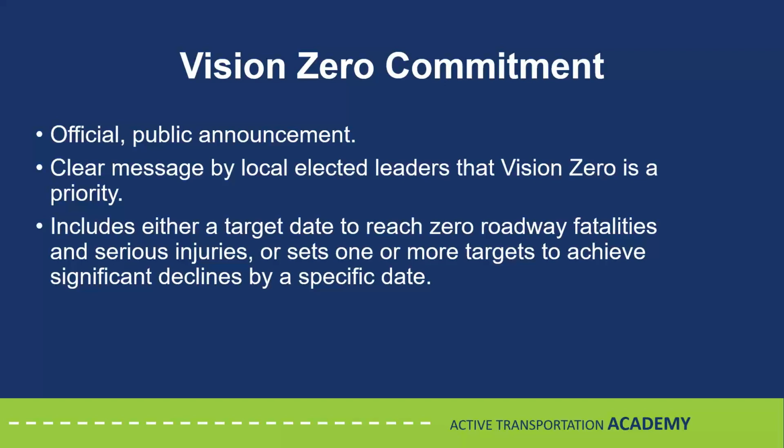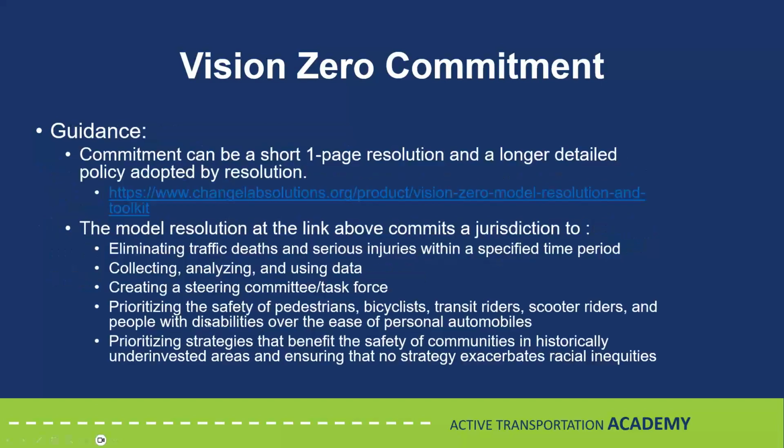And again, that set time frame by a certain year is also important. Setting an explicit timeline for Vision Zero underscores the urgency of the issue. It provides measurability and it incorporates the fundamental safe system principle that these traffic tragedies are preventable. It also makes it clear that this is a priority in your community. The commitment can be a short one-page resolution followed by a longer detailed policy adopted by your jurisdiction's legislative body.